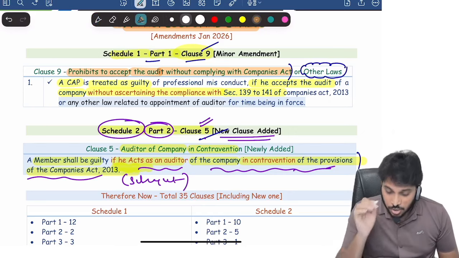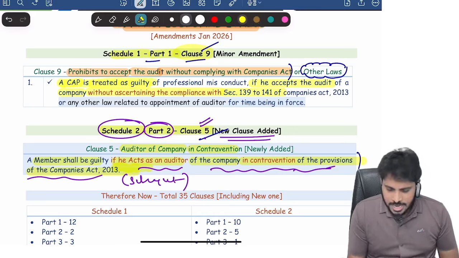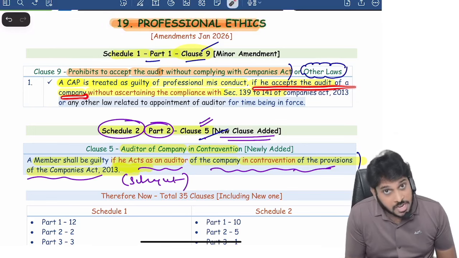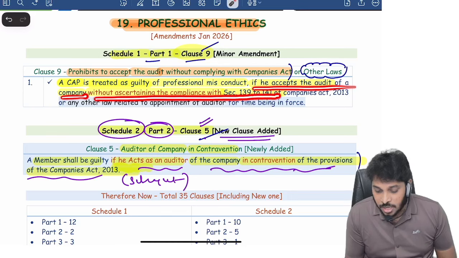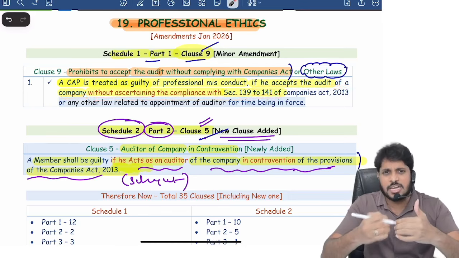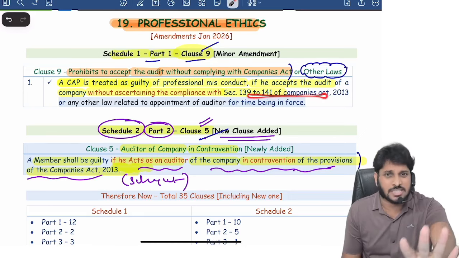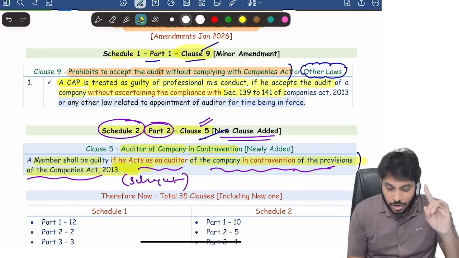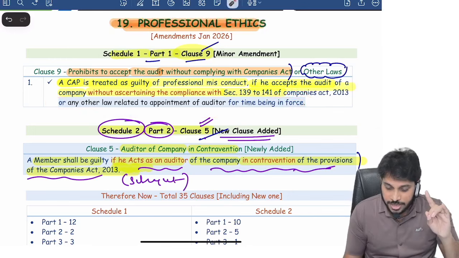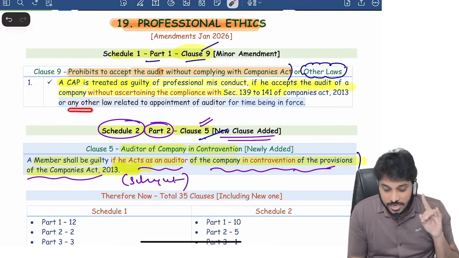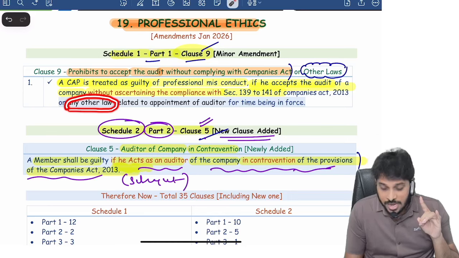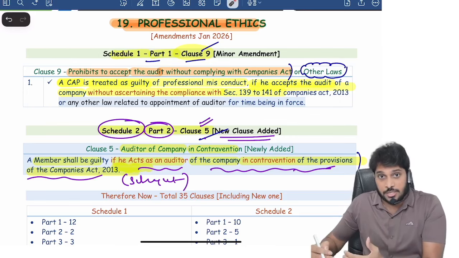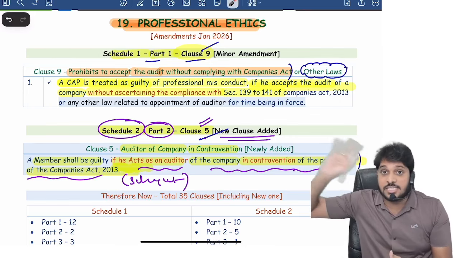Look at how the section got modified. A CA is treated as guilty of professional misconduct if he is accepting the audit of a company without ascertaining compliance with 139, 140, like that. Now they clearly mention 139 to 141. No change in that. The change is this additional line: if you are accepting the audit under any other law for the time being in force relating to the appointment of an auditor, you are accepting as an auditor without checking compliance under some other law.